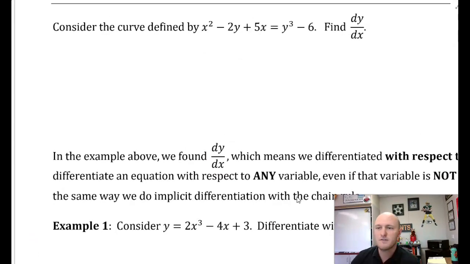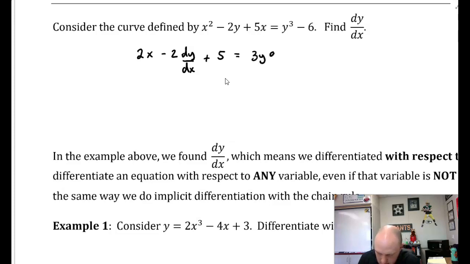They say, consider the curve defined by x squared minus 2y plus 5x is equal to y cubed minus 6. Find dy dx. So what we're going to do here is implicitly differentiate with respect to x. So 2x minus the derivative of negative 2y is negative 2 times the derivative of y, which you can write in Newtonian notation as y prime, or in Leibniz notation as dy dx, plus the derivative of 5 is equal to 3y squared dy dx.